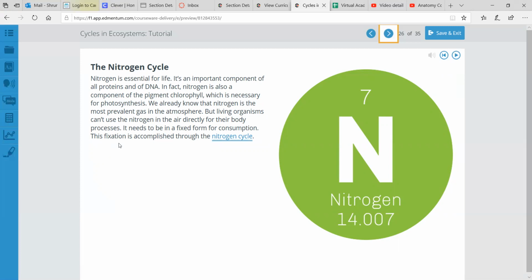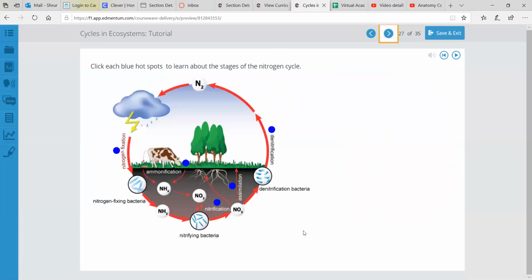And we know it's the most prevalent gas in the atmosphere, but living organisms can't use the nitrogen directly in the air. It needs to be changed into another form for them to consume it. And this fixing of nitrogen for other uses is through this nitrogen cycle. So for us to use nitrogen, and for everything else to use nitrogen, it needs to be changed into another form.